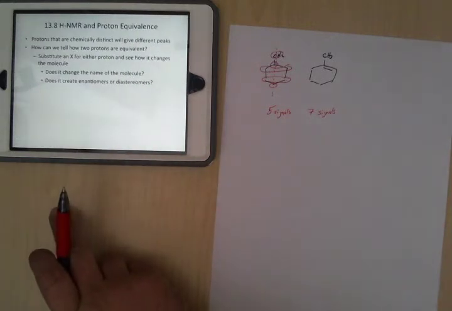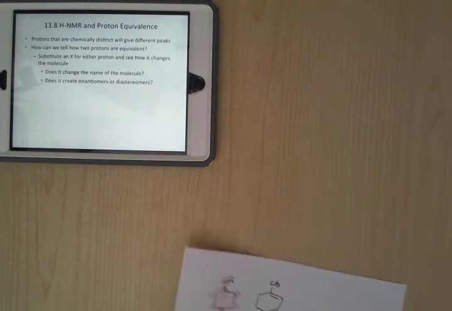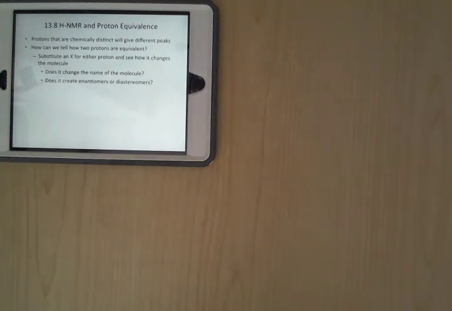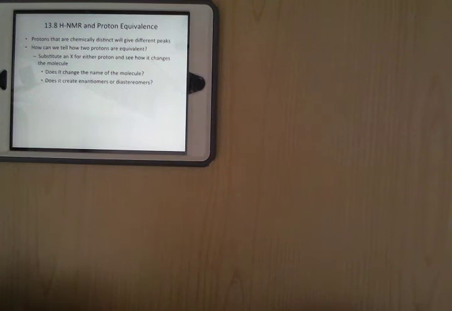So for hydrogen NMR, you're going to get a similar sort of equivalence issue as you see with carbons. Okay, so how do you tell if two protons are equivalent? You can substitute a hydrogen with some sort of X, fluorine, I don't know, and see how it changes the molecule. Does it change the name of the molecule? Then they would not be equivalent. Or does it create enantiomers or diastereomers? Then we're going to know.